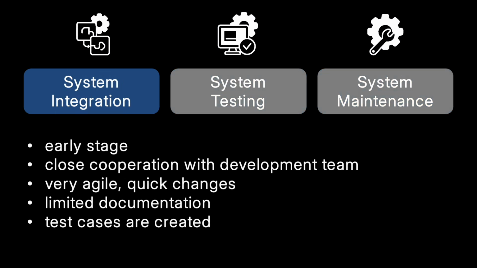Starting with system integration. This happens in the early stage when the product is currently developed and designed. It goes hand in hand with the processes and the people of the system development. At this phase, things can change very quickly. It's an agile environment where documentation is usually secondary or rarely existing. Therefore, close cooperation between developer and tester is necessary.